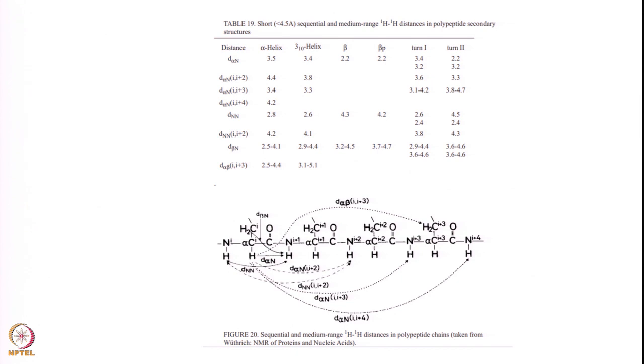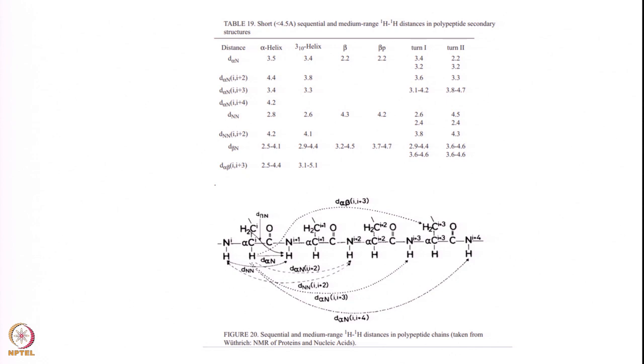So, the proton-proton distances can be quite varied depending upon the structure that you might have in the protein. So, you certainly have near neighbor interactions. Near neighbor interactions are the sequential interactions. You can also have long range interactions which will determine the secondary structure of the protein, okay. So, here is a brief summary of the various distances which are present in the polypeptide secondary structures.